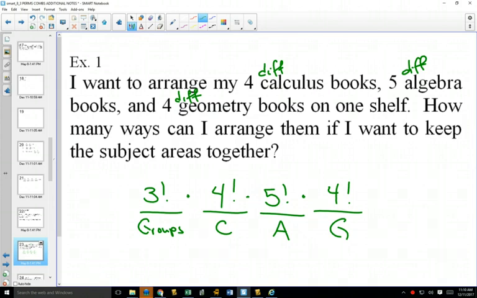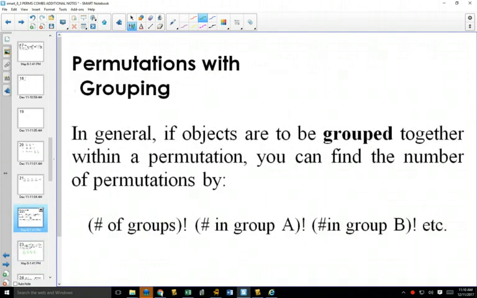So in a grouping strategy, what it said in the initial slide is first we figure out how many groups we have and arrange the groups. Then we arrange within each group. And you can figure out the total that way.